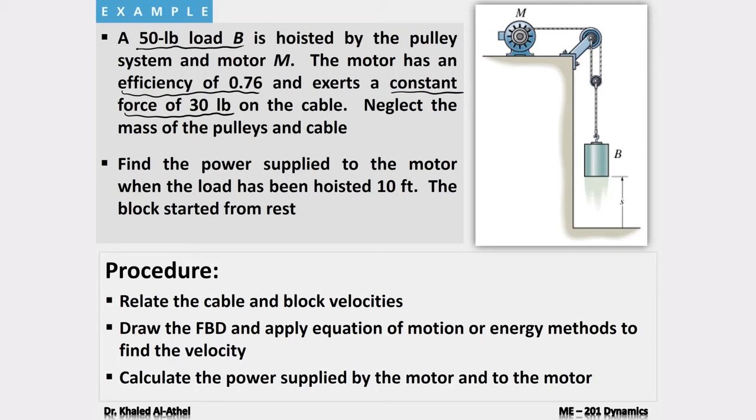Find the power supplied to the motor. When we say supplied, this means input, being given. So the power supplied to the motor when the load has been hoisted 10 feet. When it moves upward 10 feet. So the initial position was on the ground, and the final position is 10 feet upward. The block started from rest.